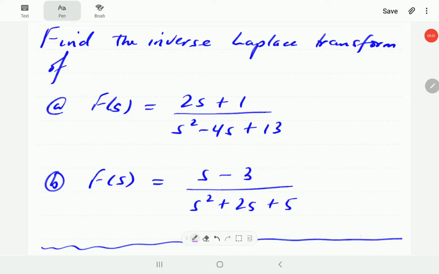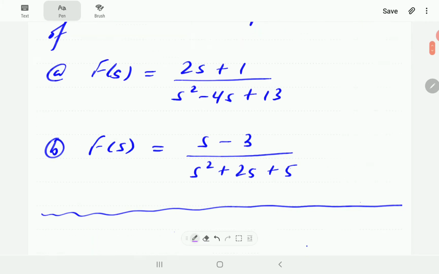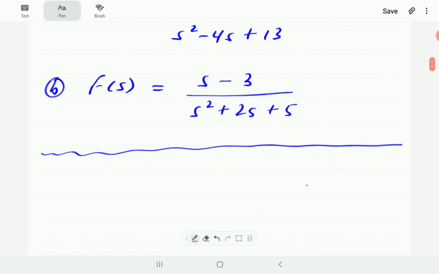Okay, in this video, which is part 2 of our series of videos on finding inverse Laplace transforms, we're going to look at how to find the Laplace transforms of these two functions here. So we're going to start off with the first one.